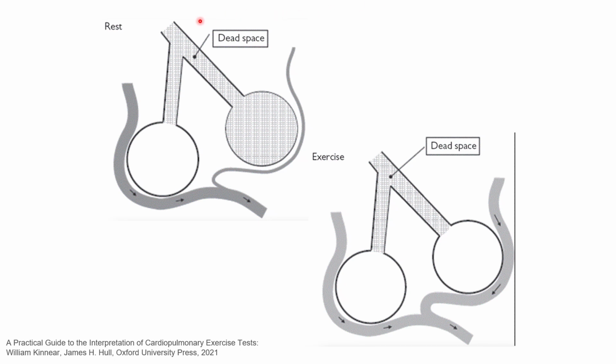So here we can see we have conducting airways and alveoli, and you can see this alveoli has a perfused capillary beside it, whereas this does not, and therefore this is dead space. But during exercise, with those increased right-sided pressures, this capillary opens up and there's increased ventilation of this alveoli, so the dead space ultimately reduces.